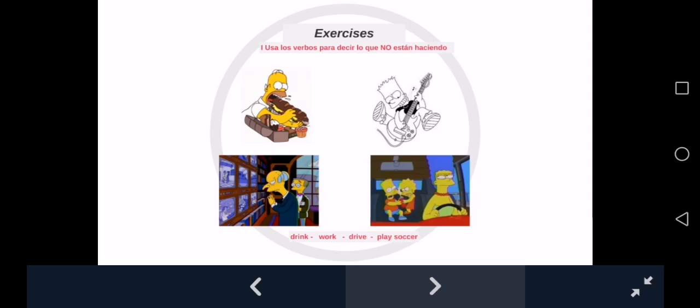Let's do these exercises. For example, Homer is not drinking, Homer is eating. Bart is not driving, Bart is playing the guitar. Mr. Burns isn't driving a car, Mr. Burns is watching TV. Marge isn't playing soccer. Marge is driving a car.